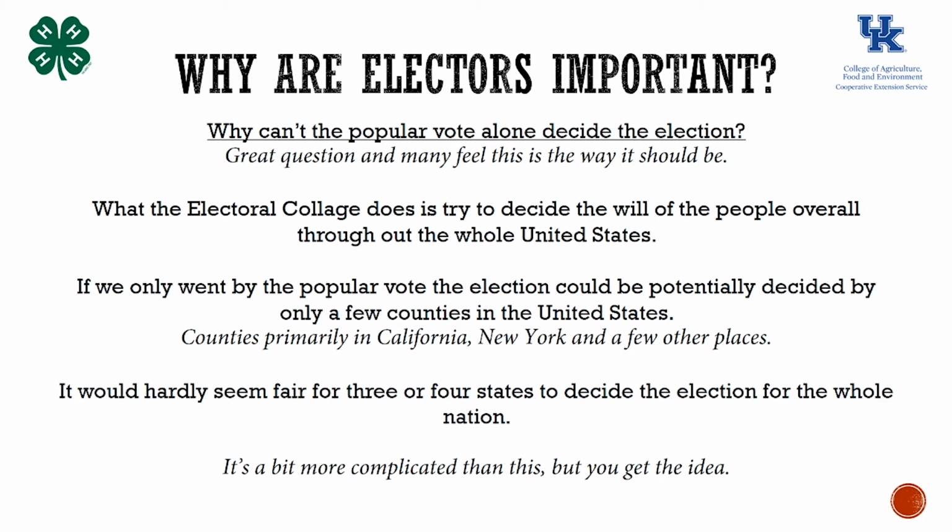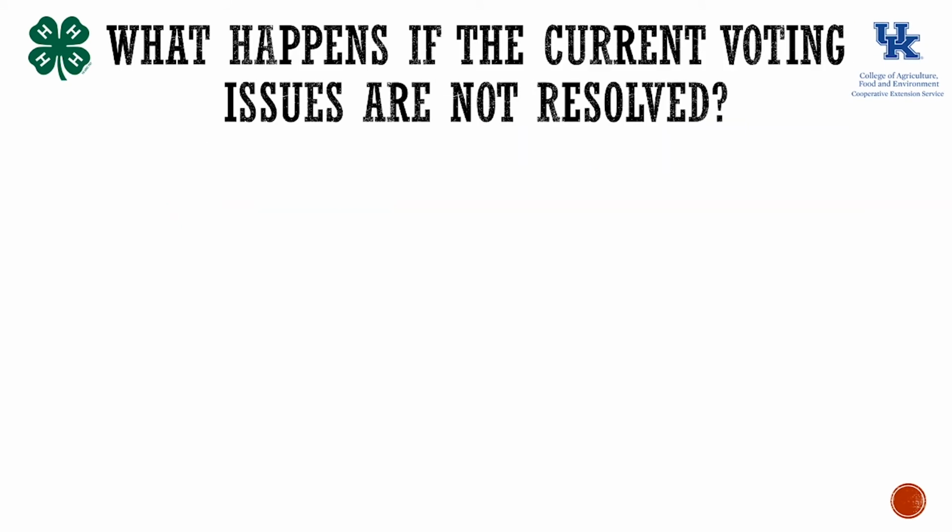So counties primarily in California, New York, and a few other places with really large, dense populations, they could decide the whole election for all 50 states. And that hardly seems fair for 2 or 3 states to decide the election for the whole nation. Now, it's a bit more complicated than this, but I think you get the general idea. And again, it's on you to do a little bit of self-education to study a little bit deeper.